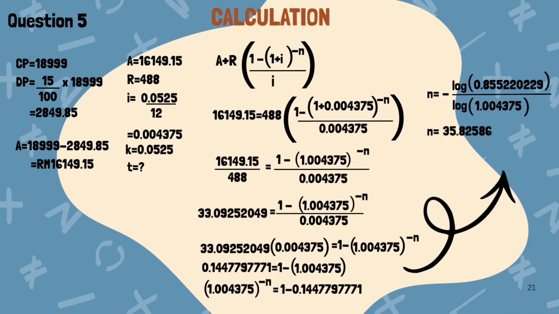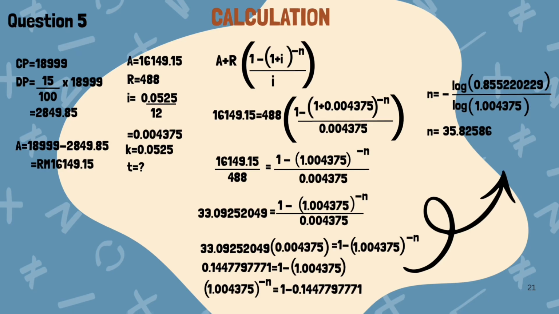So this is the way we calculate for the question given. For the first step, you must list all the information provided. Secondly, identify which formula is suitable to use for this question. In this case, we use the annuity formula, which is A equals R, 1 minus in bracket 1 plus I in bracket negative N, over I. After that, substitute the given values into the formula. Once we have substituted the values, perform the calculation and we will get the answer.